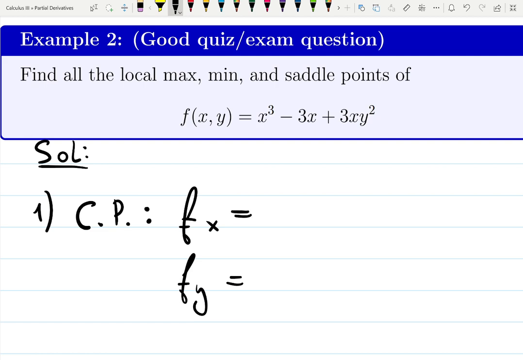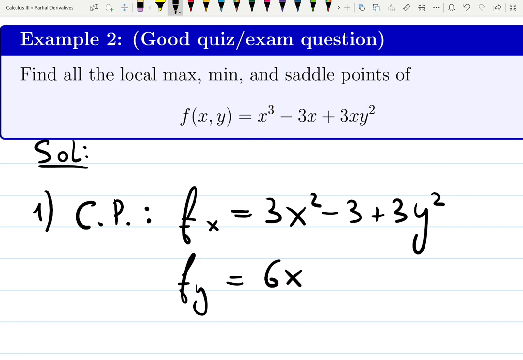F with respect to x is 3x squared minus 3 plus 3y squared. Too fast, or do you agree with me? See, x is a variable, y is a constant. What about the derivative with respect to y? 6xy. This is correct. 0 minus 0 plus 3x stays. 2 goes down, 2y to the 1. So the faster you can do it, the better. We found these 2. Nice.